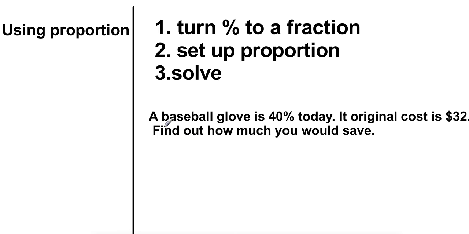So we need to think about it. It says a baseball glove is 40% off today. Its original cost is $32. Find out how much you would save. You need to think about this for a second. We have to turn this to a fraction. Remember, percent means over 100, or per 100. So 40 over 100 is the first part of our proportion.